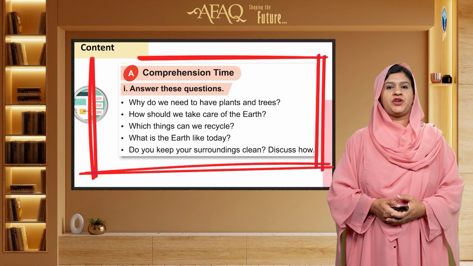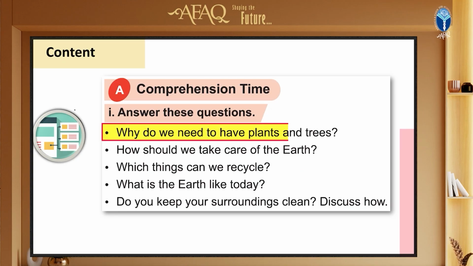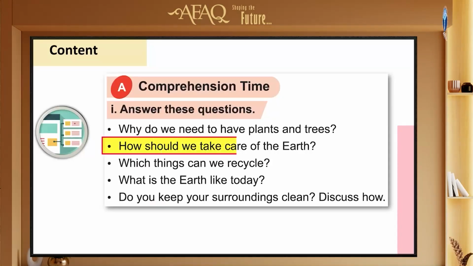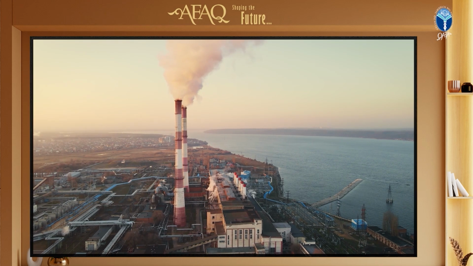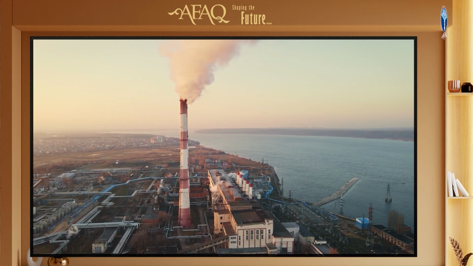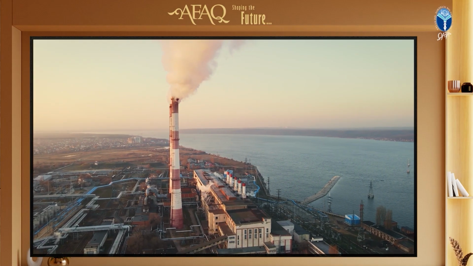Let's look at some question answers related to it. Why do we need to have plants and trees? What do you think? To keep our environment fresh and clean. Why should we take care of our earth? Why is it necessary to keep your earth clean? Because we live on it. If our surroundings are not clean and tidy, what will happen? We can get sick. If the environment is polluted, it damages our health in a number of ways.